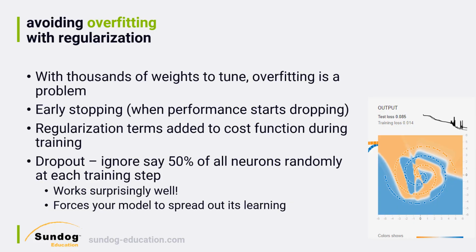There are also things called regularization terms, it's hard to say, that you can add to the cost function during training, and those are kind of like the bias terms that we talked about earlier. That can help too, but really the most common approach to avoiding overfitting is called dropout regularization. And the idea here is very simple and surprisingly effective. The idea is really just throwing away data as you train the network.